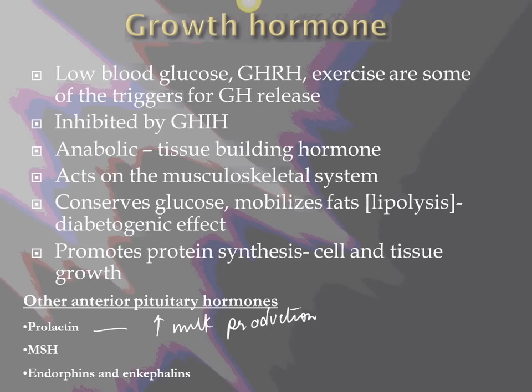MSH I already told you about. Endorphins and enkephalins are hormones which are produced especially during pain and other times, and these help you to feel good. So they're like the feel-good hormones.